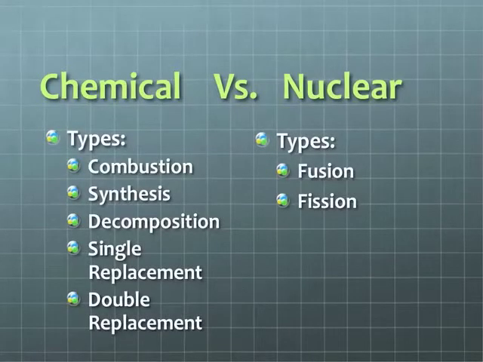There are many different types of chemical reactions. We've learned about combustion, where something burns with oxygen; synthesis, where two or more things come together; decomposition, where one thing breaks down; single replacement, where a single element and a molecule react; and double replacement, where two compounds react. For nuclear reactions, there are two: fusion, where two smaller atoms join together to make a bigger one; and fission, where one large atom breaks apart to make two smaller ones.